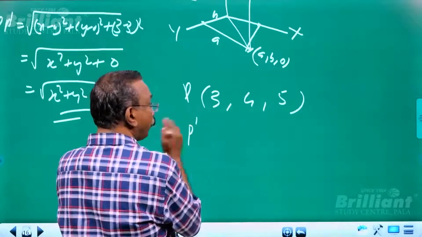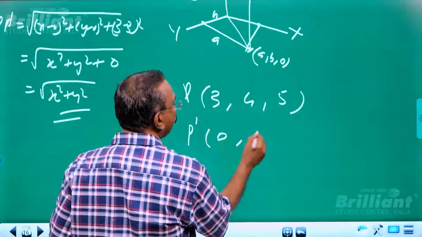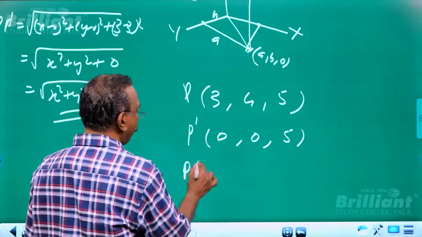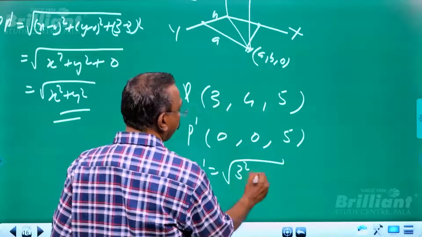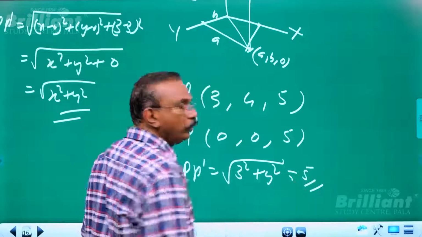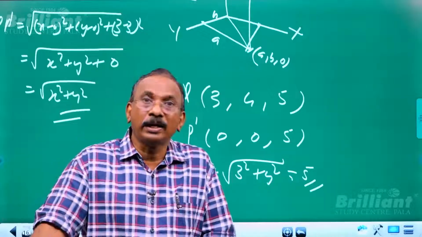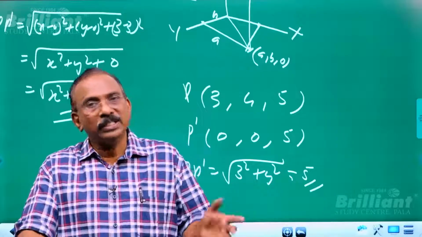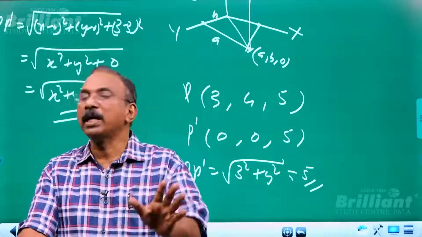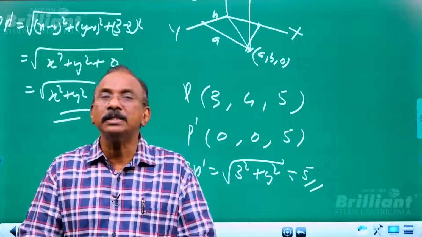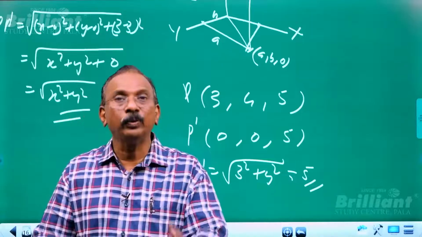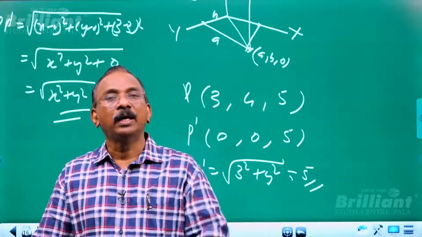Then the corresponding P dash, which is the foot on the Z axis, is 0, 0 and 5. Then no problem. Just to make the difference, P P dash is the root of 3 square plus 4 square, which is exactly 9 plus 16, 25, root 25 is 5. So 5 units is the distance of the point from the Z axis. So this is the simple technique to find the distance of the given point. Sometimes it is given in a plane like this. So the sum of the squares of the other two coordinates will provide you the distance of the corresponding point from the corresponding axis.